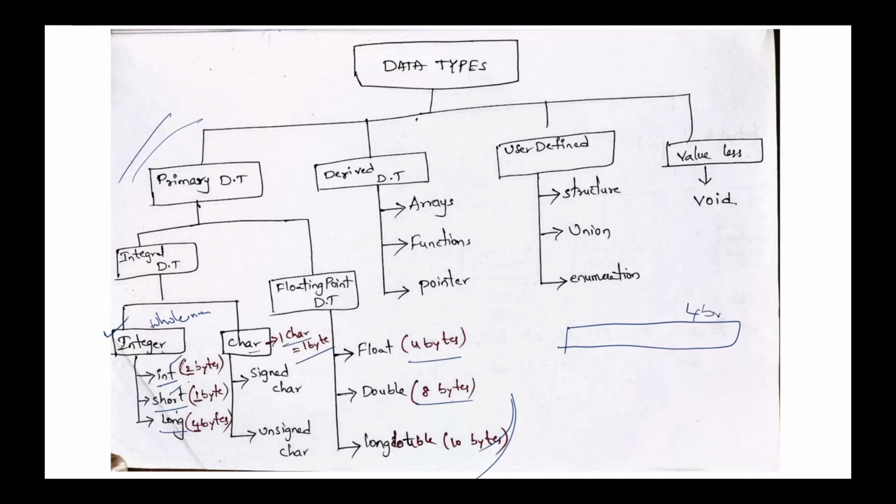Here there are two parts divided. One is the integral part, and one more is the floating part. And again these 4 bytes can be divided into 2 bytes and 2 bytes. Means when you enter float a equal 10.235, that means here 10 is stored, here 235 is stored.